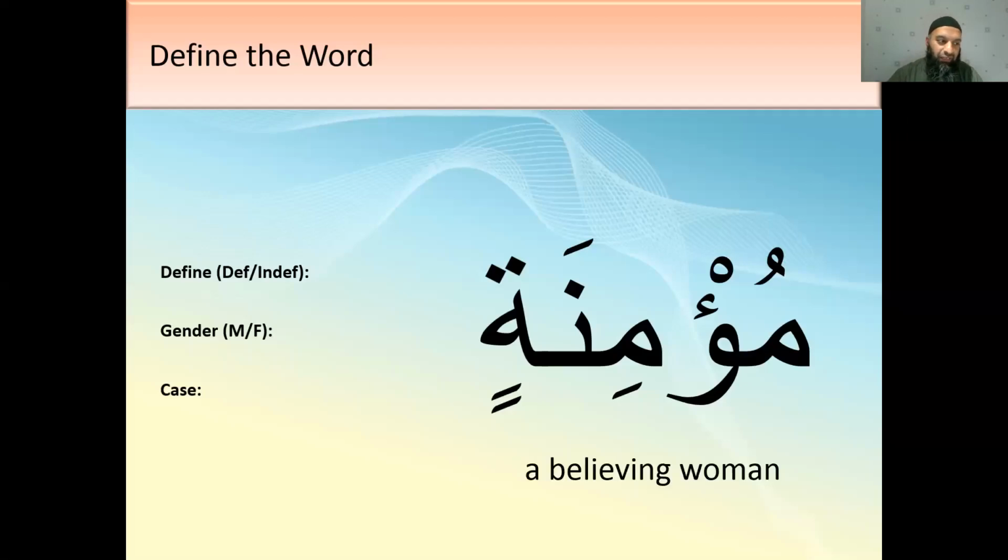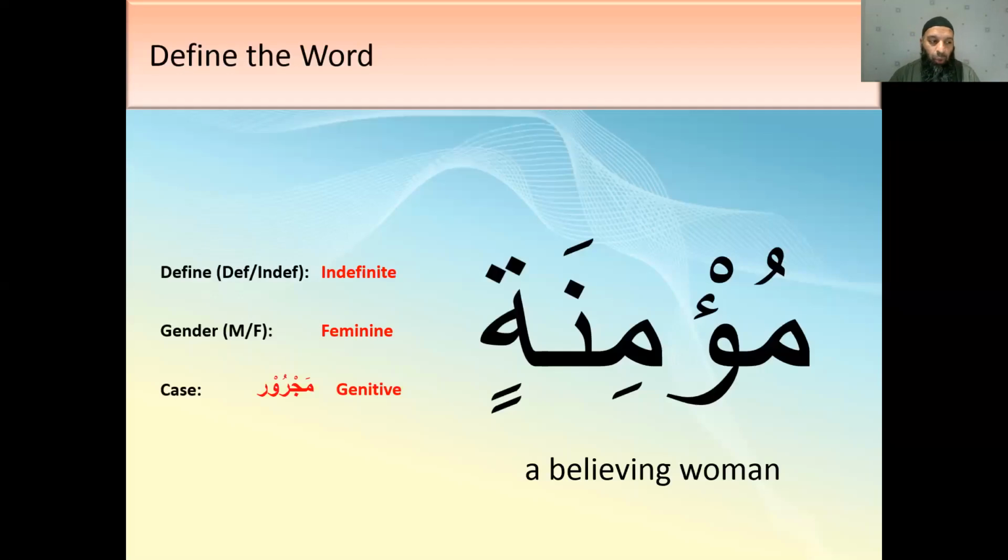And is it definite or indefinite? Indefinite. Obviously this one's feminine, yeah? Feminine. And what case is it? Majroor. Okay, fantastic, majroor.